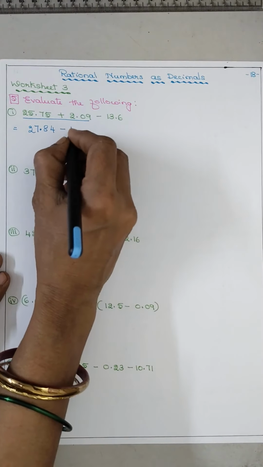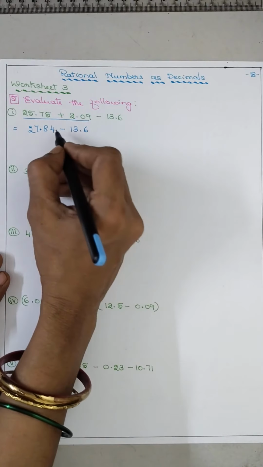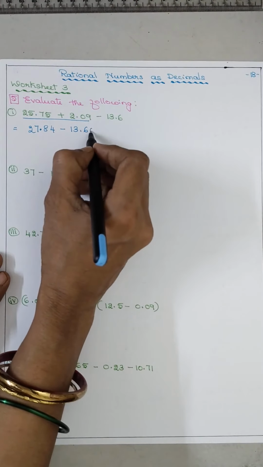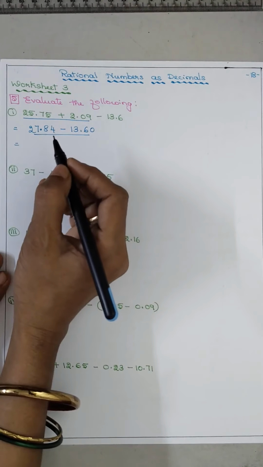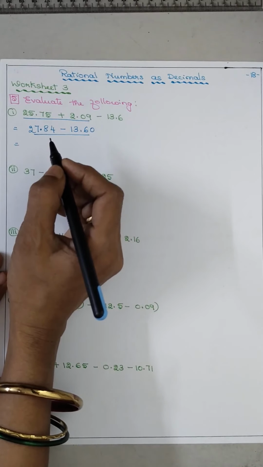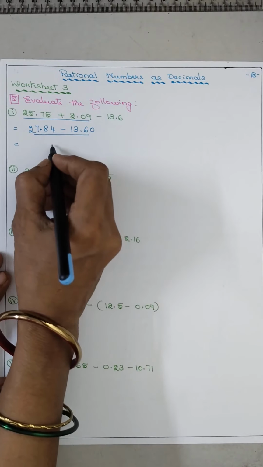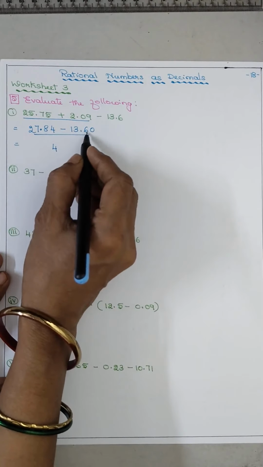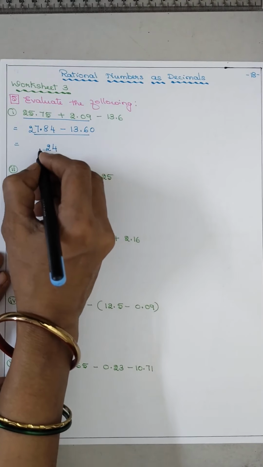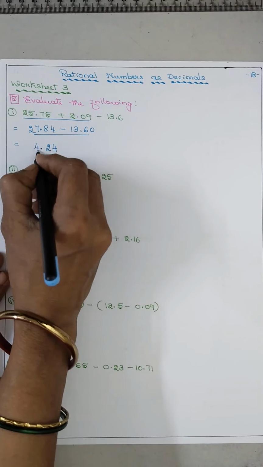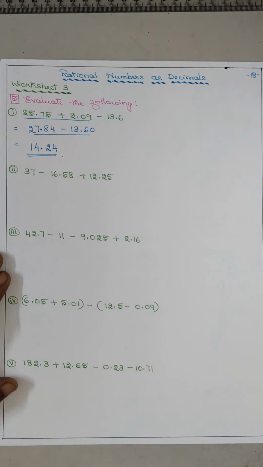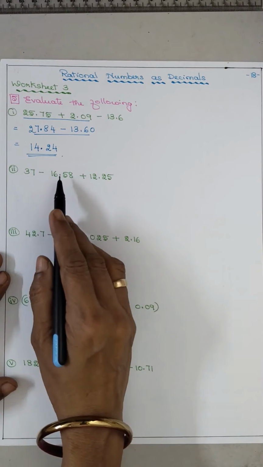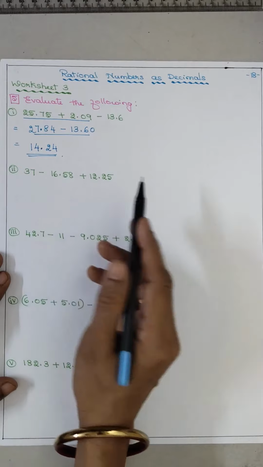Now minus 13.6. Now it is 2 decimal, here 1 decimal, so put extra. Now solve this. BODMAS rule. Remember 4 minus 0, 4, 8 minus 6, 2. Now 7 minus 3, 4, 2 minus 1. Answer is 14.24.